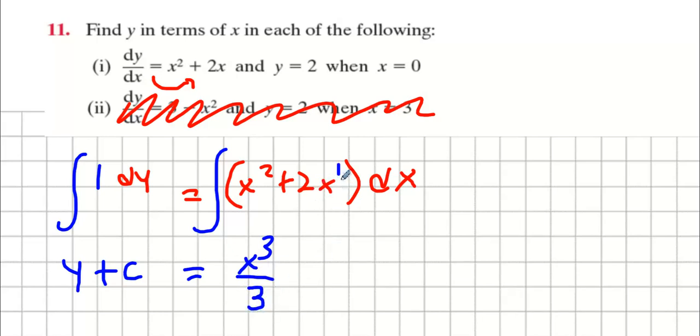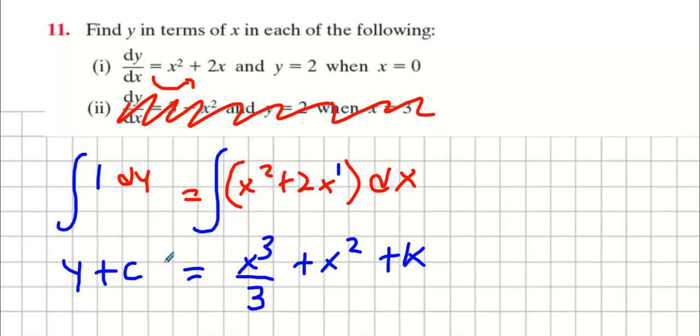What happens when we integrate 2x? I think we all know it's x squared, don't we? Now, there's another number that I'm not familiar with. More than likely, it's not the same thing as c. More than likely, it's something different. Is it all right to call it k? Does that make sense to you guys? Does it make sense to call it k?